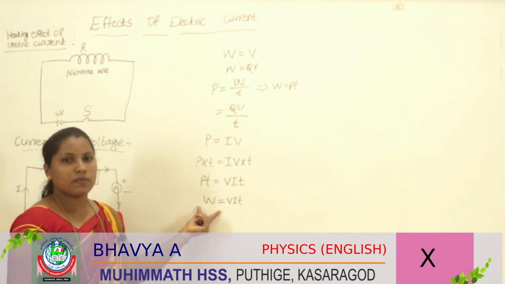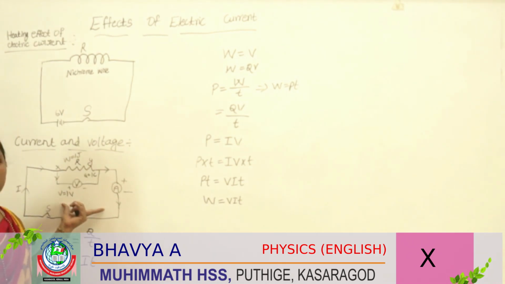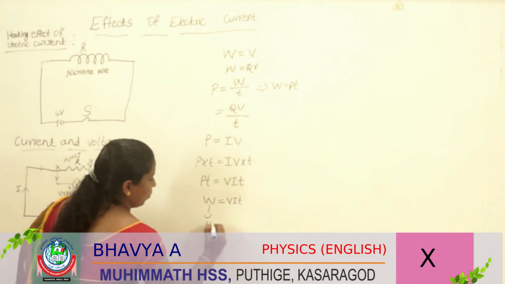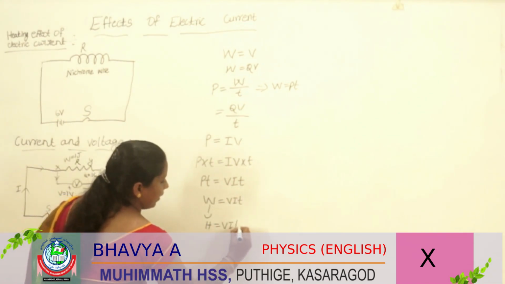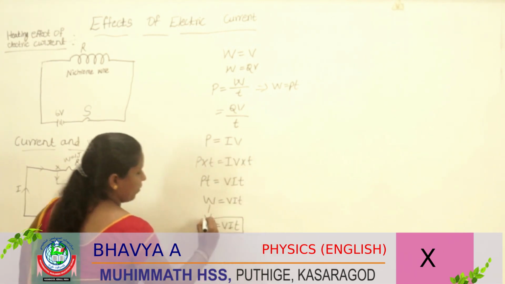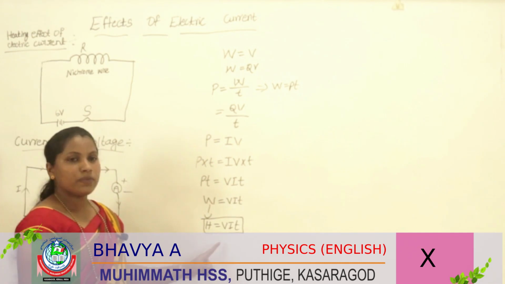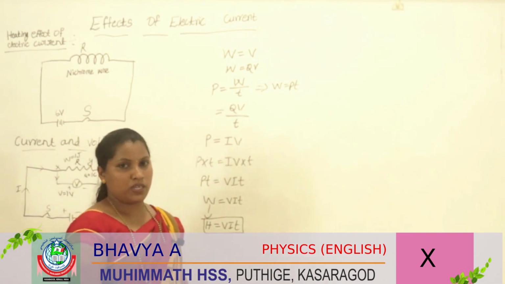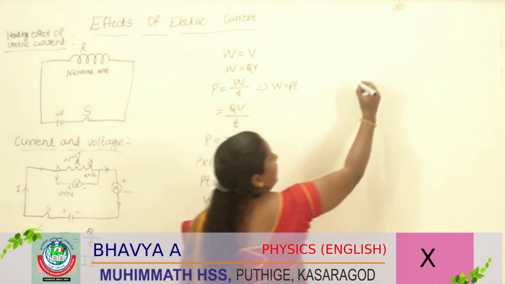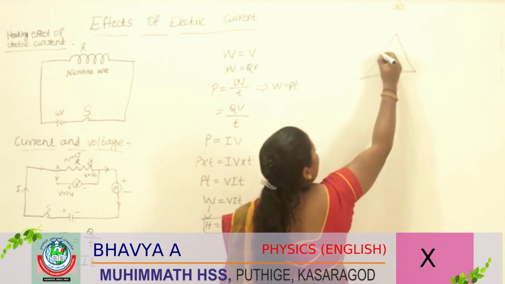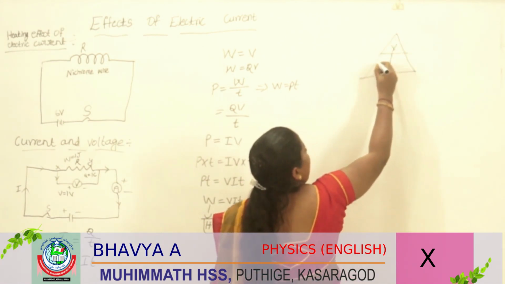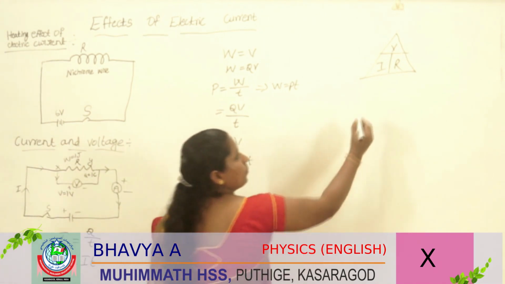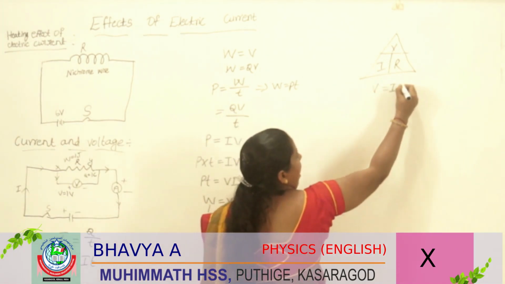What does W mean? Work done, no? So what work is done here? Heat producing. So we can also write H is equal to VIT. This is the important equation. Next, you should apply Ohm's equation to this equation. You know that Ohm's magic triangle you studied in 9th standard. This is called the Ohm's magic triangle. So we can write V is equal to IR.